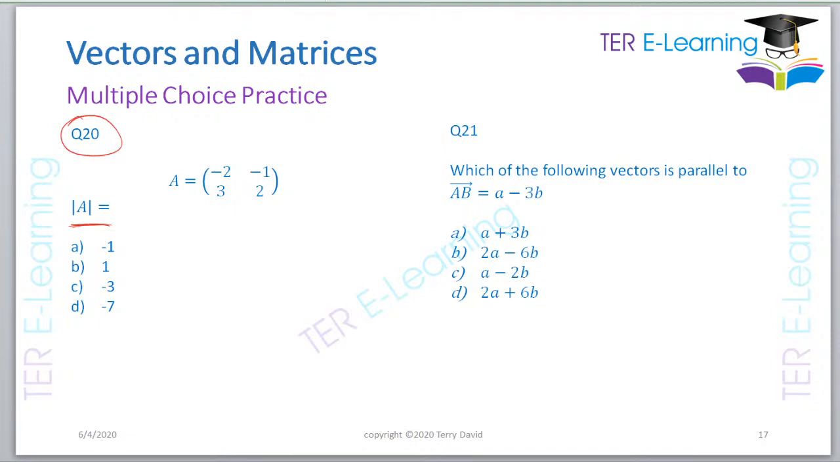Right, this one should be straightforward. You have a matrix A given by -2, -1, 3, 2, and you want to find this. What does that mean? Somebody's saying D. I'll wait for a few more answers. So you want to find the determinant of that matrix.